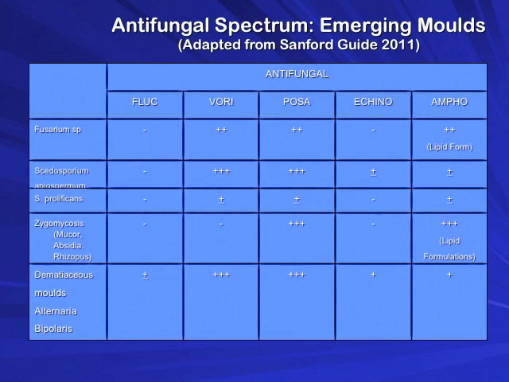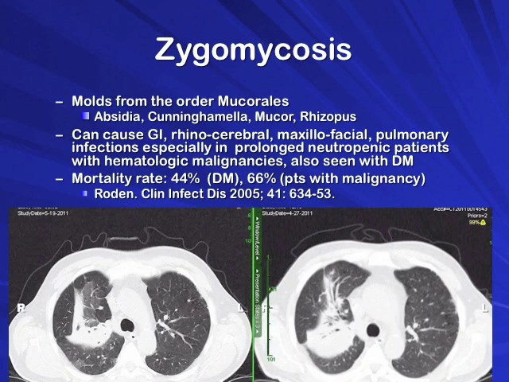We lose voriconazole now. We have posaconazole and amphotericin. And the dematiaceous molds such as Alternaria and Bipolaris, again, the extended spectrum azoles for these rare but potentially serious infections in immunocompromised patients.